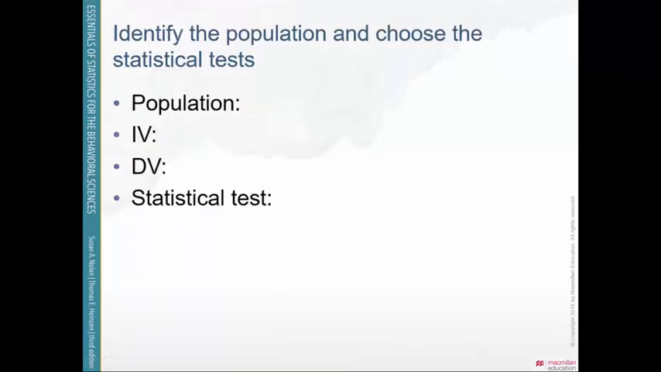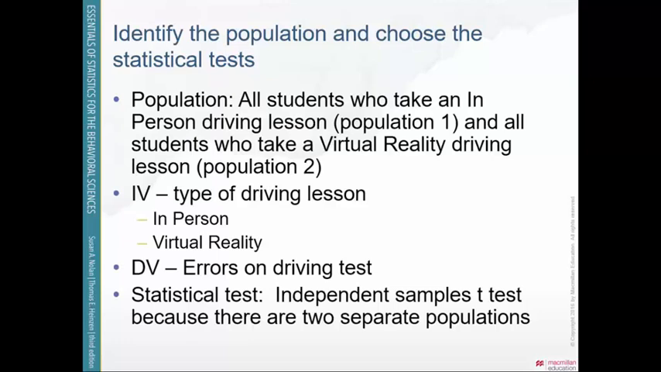Now let's identify the population and choose our statistical test. So the populations that we're looking at are all students who take an in-person driving lesson, and we're comparing that to all students who take a virtual reality driving lesson. Of course, we can't test the population, that's too many people, so we just take a sample. The independent variable is type of driving lesson, and the levels that we're looking at are in-person and virtual reality. The dependent variable, what we're measuring, is errors on the driving test, and we're doing an independent samples t-test because we're looking at 2 separate groups of people.